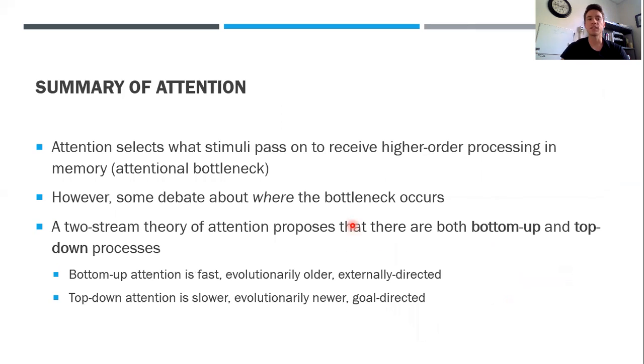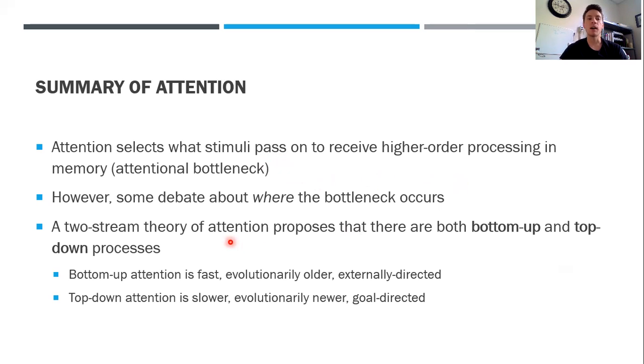So just as a brief summary, attention selects what stimuli pass on to receive higher order processing. And this could be higher order processing in working memory. And this idea is referred to as an attentional bottleneck. So it's choosing what among the many stimuli that occur in your environment is going to pass on to working memory. However, there's some debate about where this bottleneck actually occurs. Does it occur after sensory memory? Does it occur within sensory memory? And we talked a little bit about the cocktail party phenomenon.